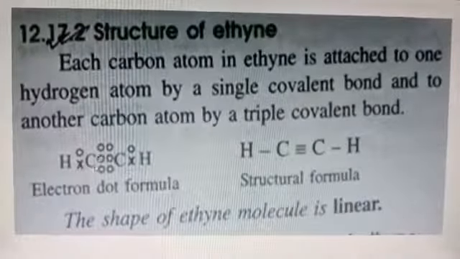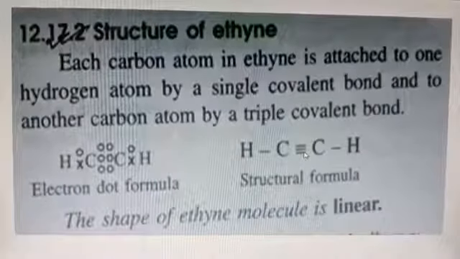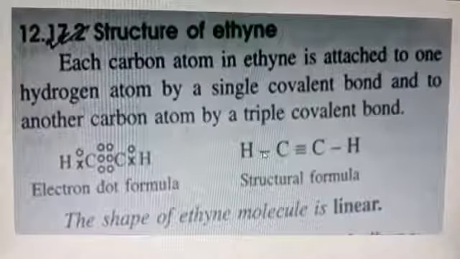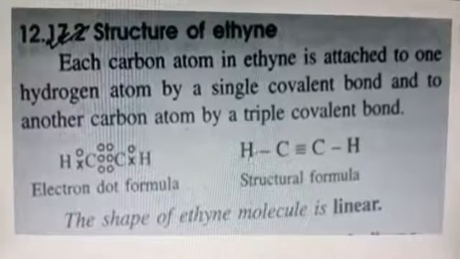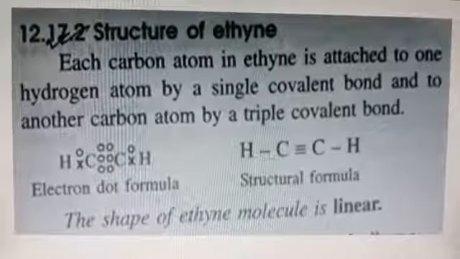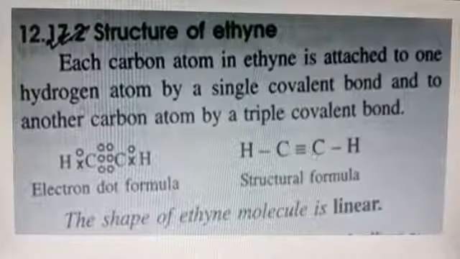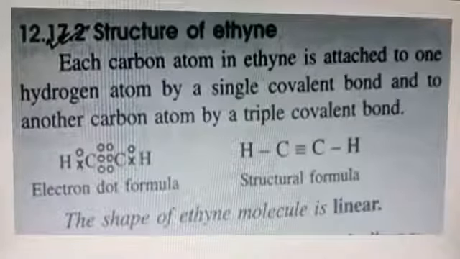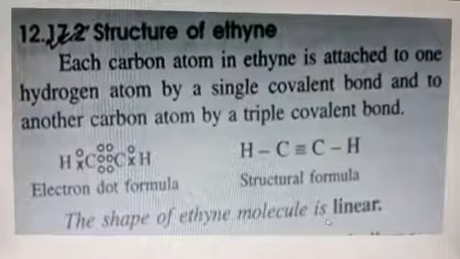So this is the electron dot formula for ethine, and this is the structural formula of ethine. C triple bond C and a single covalent bond between carbon and hydrogen. So there are 2 hydrogen atoms with a single covalent bond with the carbon atoms and a triple bond between the 2 carbon atoms. So this is the structural formula for ethine. The shape of the ethine molecule is linear. So what is the shape of the ethine molecule? It is linear.